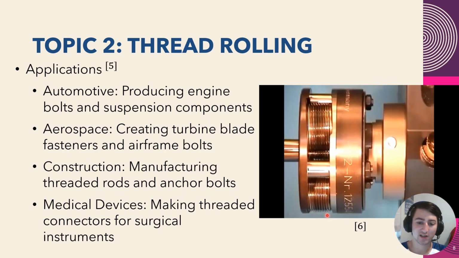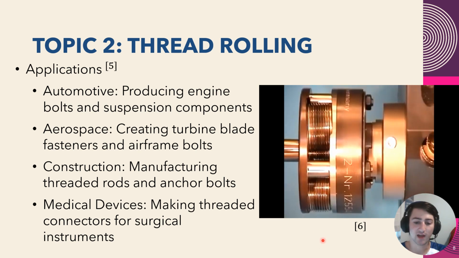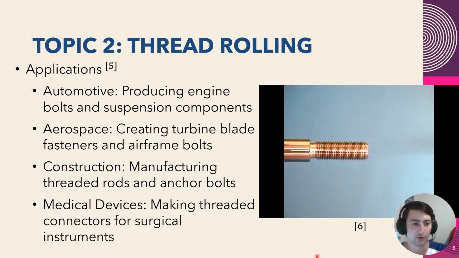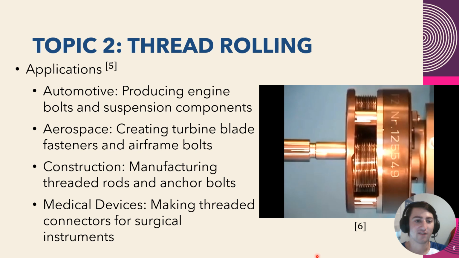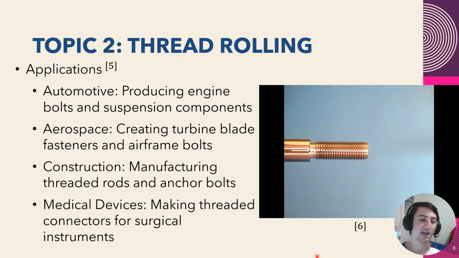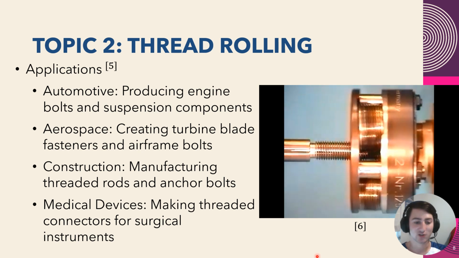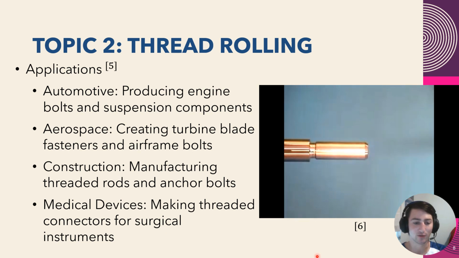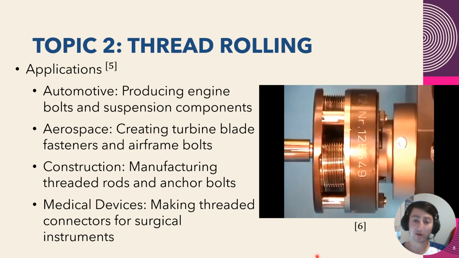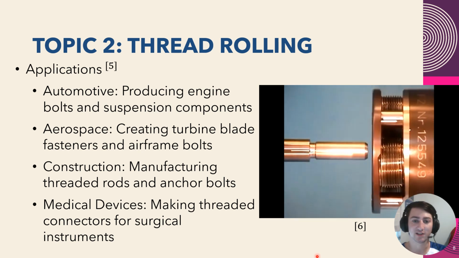So we can see in this process here on the right that we have the thread rolling in action. For the automotive, it produces engine bolts and suspension components often. In aerospace, it creates turbine blade fasteners and airframe bolts. Construction, again, manufacturing threaded rods and anchor bolts. And medical devices, even creating threaded connectors for surgical instruments. So often seeing this in these fastener pieces.